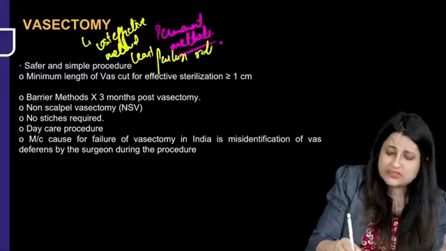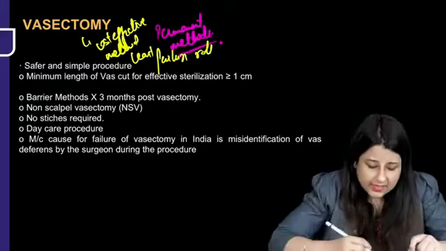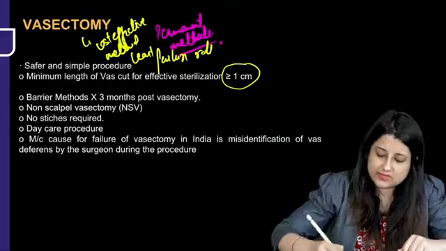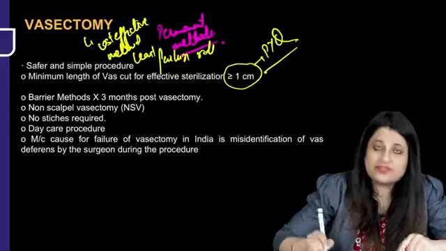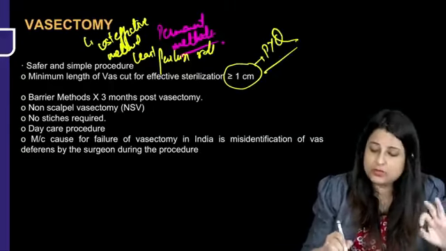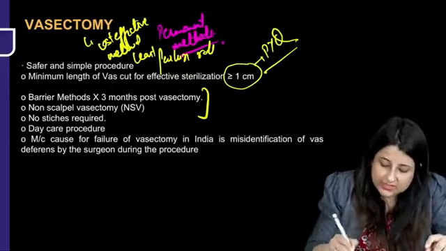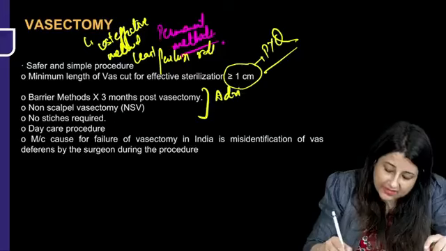But do you think it is common in India? Not at all. The minimum length of vas that is cut for effective sterilization is a PYQ. How much of the vas deferens should be cut? More than or equal to 1 centimeter, up to 1 centimeter. Then, what is the advice given after vasectomy?